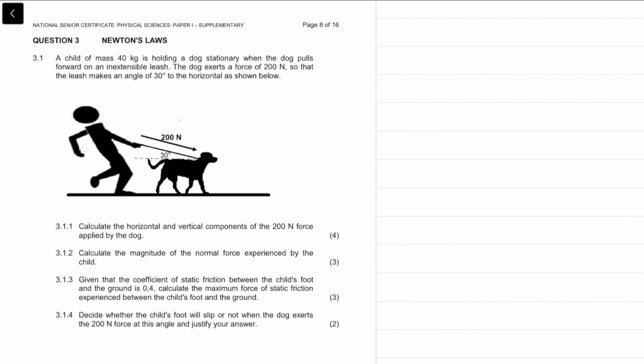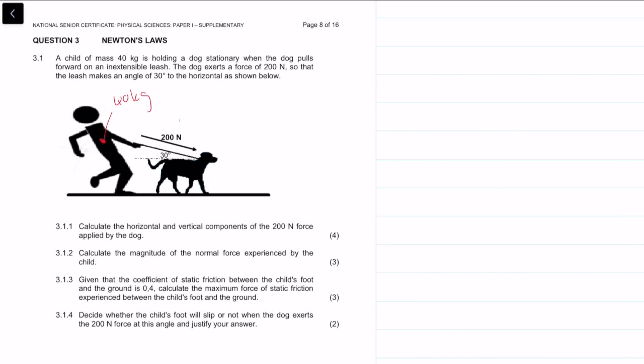A child of mass 40 kilograms is holding a stationary dog when the dog pulls forward on an inextensible leash. And the dog exerts a force of 200 newtons so that the leash is at an angle of 30 degrees as shown. Okay, so we've got a nice diagram of this. Let's just put in here that this man here is 40 kilograms.